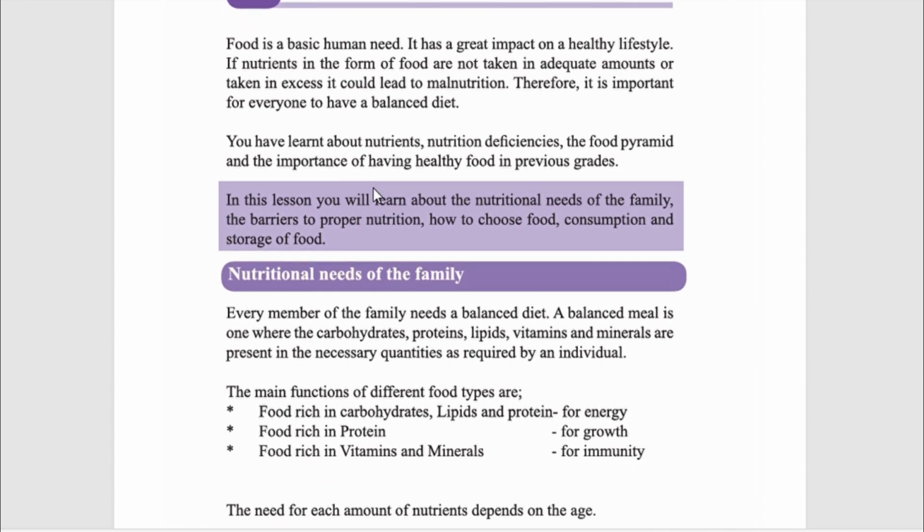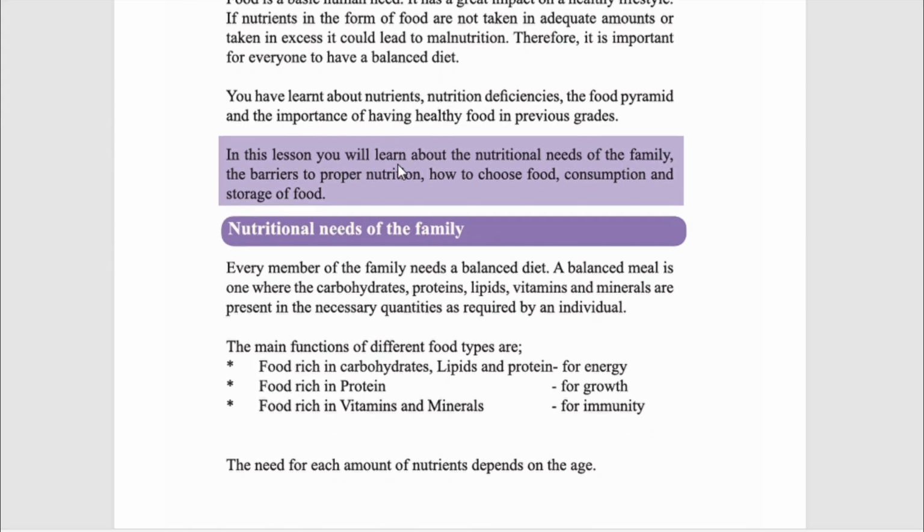You have learnt about nutrient deficiencies and the food pyramid, can you all remember, and the importance of having healthy food in previous grades, especially in grade 7. From this lesson, you are going to learn about the nutritional needs of the family, barriers to proper nutrition, and how to choose food, consumption and the storage of food. We are going to learn everything from this lesson.